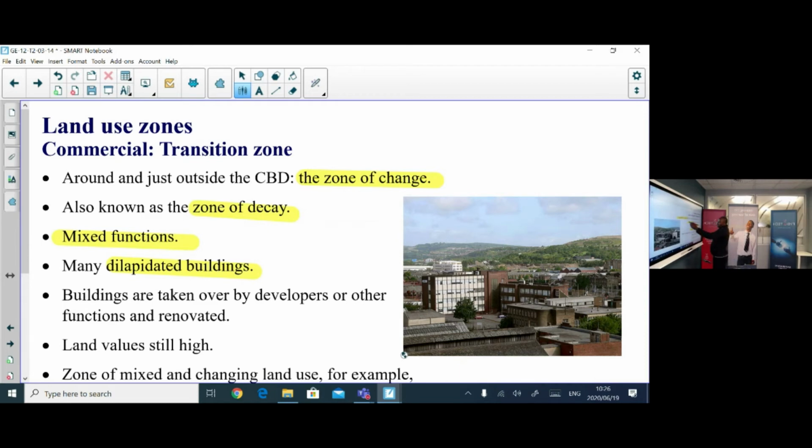This is now symbolising the zone of change aspect, because developers are looking at those areas and going on to buy the land in that area or the buildings in that area and renovating them. Then land values are still high. Why are the land values still high? They are still high because this area, as we said here, is just outside the CBD. The land in the CBD and just outside the CBD is of high value. So because of that, the land is still expensive to buy.